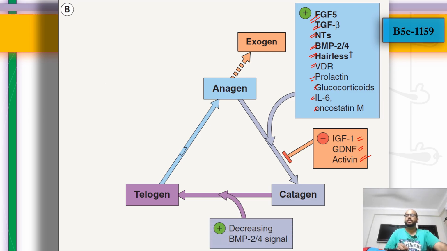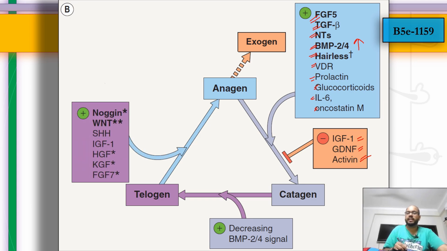From catagen to telogen, the bone morphogenetic protein 24 signal should decrease. Now remember, from anagen to catagen, BMP24 was increasing. It was stimulating the catagen phase. If you take out that stimulant, if you stop that stimulation, the hair will go into telogen phase. Okay.